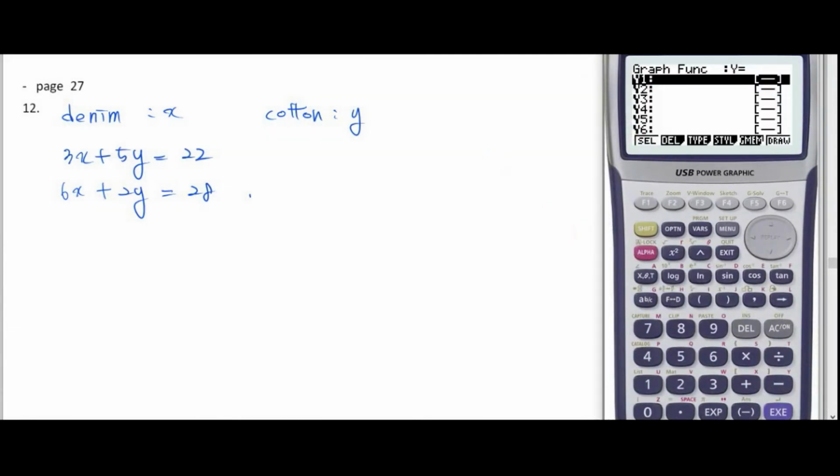So we should put in the equations, but we should change to y equals form before that. 5y equals minus 3x plus 22. Dividing both sides by 5, y equals negative 3/5 x plus 22 over 5. Second equation, 2y equals negative 6x plus 28. Y equals negative 3x plus 14.